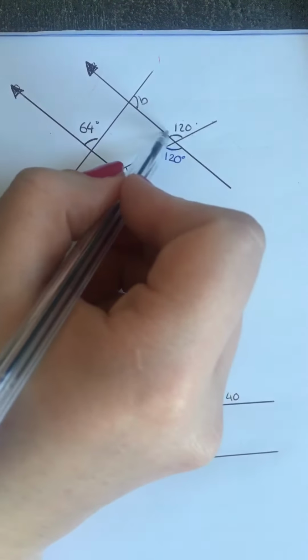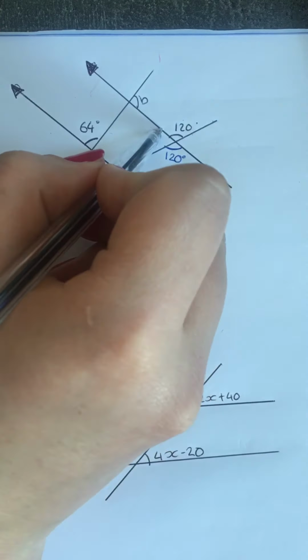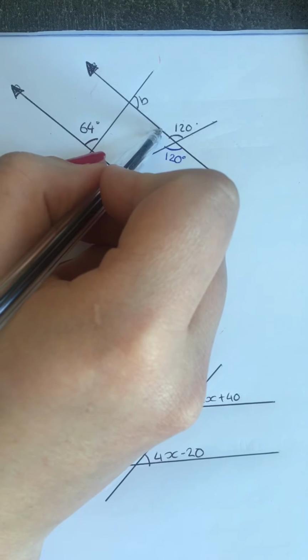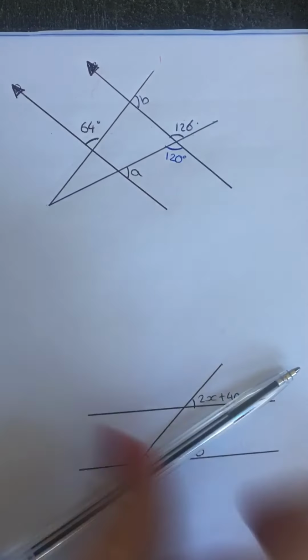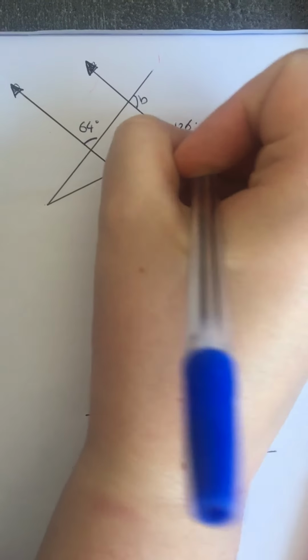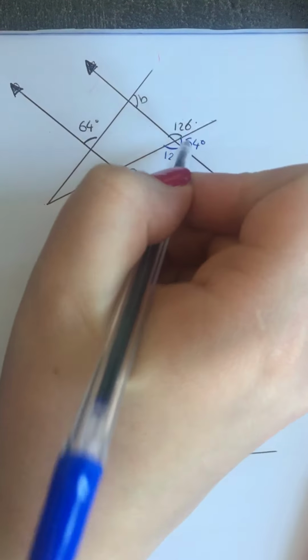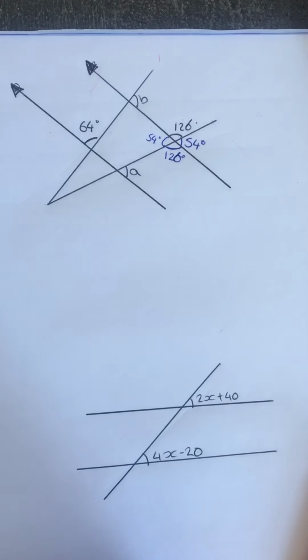Then we can say, well, here we've got a straight line. And what do we know about angles on a straight line? Angles on a straight line add up to 180. So if that one's 126, sorry, I made a mistake there. That should be 126, not 120. 126, then that is going to be 54. And likewise, if that's 54, this one's also going to be 54.